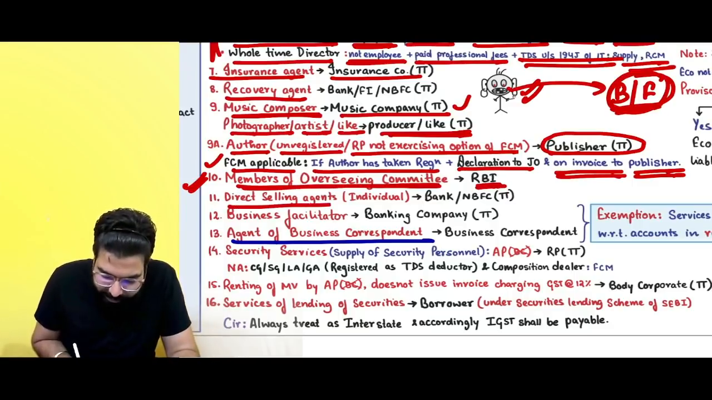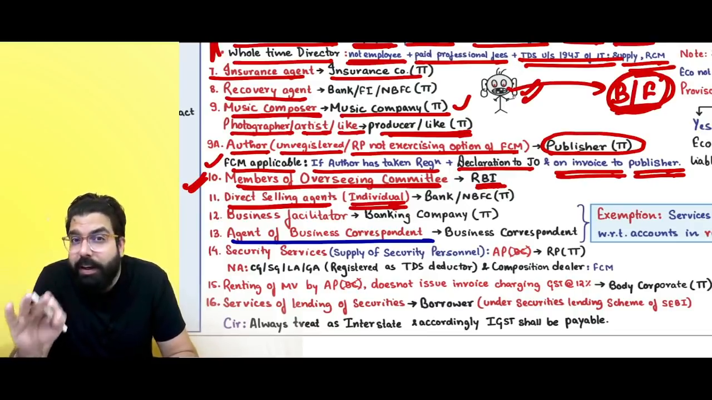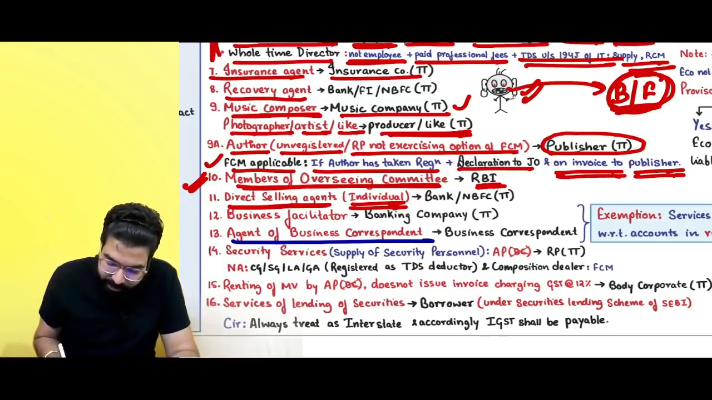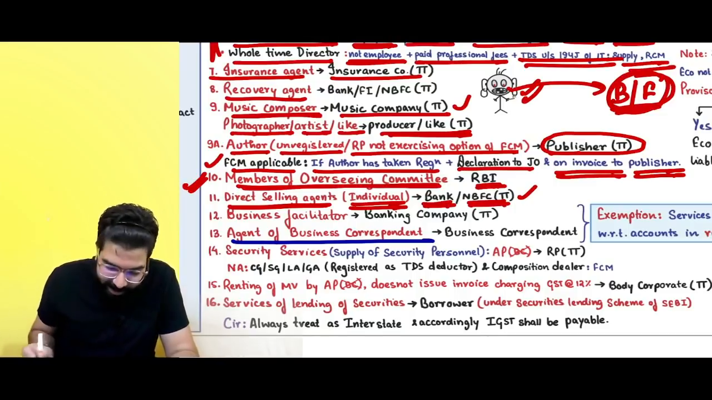The next one over here is direct selling agent who is an individual. Be very careful about it. Direct selling agent who is an individual going ahead and giving services to a banking company or an NBFC in the taxable territory. Banking company or NBFC has to go ahead and pay the GST under RCM.